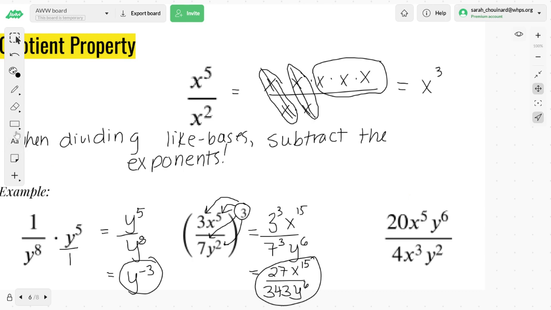For this last example, when I'm multiplying polynomials or monomials, I multiply the coefficients and add the exponents. When I'm dividing, I divide my coefficients and subtract my exponents. So 20 divided by 4 is 5. Don't accidentally say that's 16, because we know what 20 divided by 4 is. It's 5, not 16. So don't accidentally subtract your coefficients. Only subtract your exponents. So 5 minus 3 is 2. 6 minus 2 is 4. So that's my final answer.